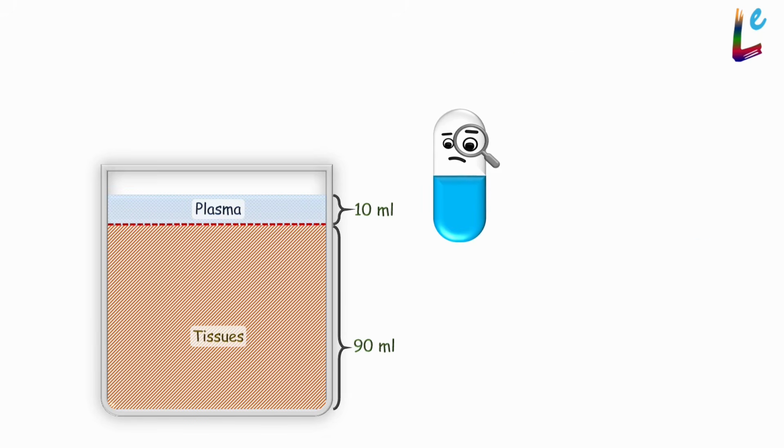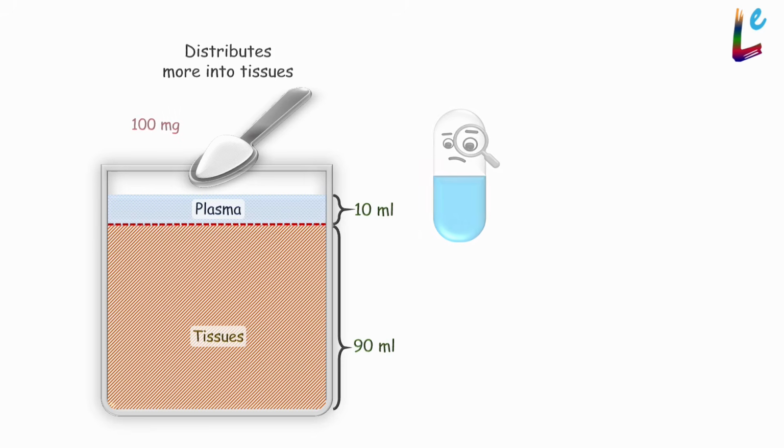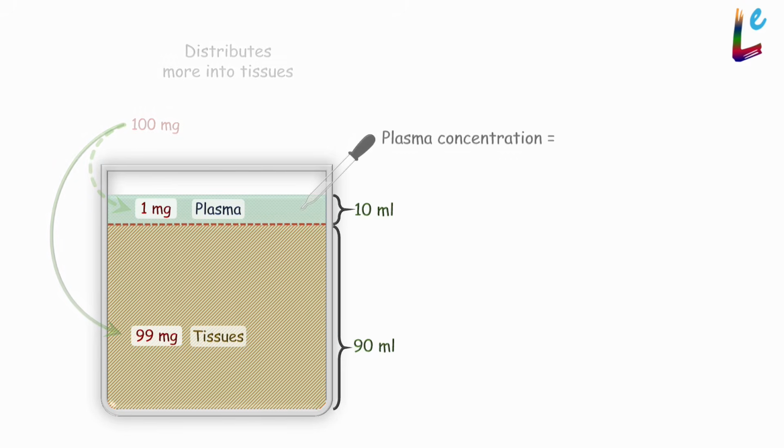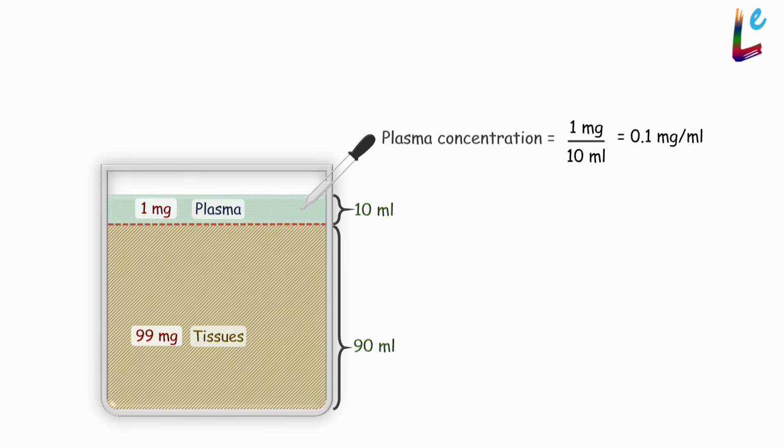To understand this, let's consider another drug that distributes more into tissues. As before, let's add 100 milligrams of the drug. Now assume that most of it, say 99 milligrams, is distributed into the tissues. The remaining 1 milligram is now present in 10 ml of plasma. So the plasma concentration is 1 milligram in 10 ml, that is 0.1 milligram per ml.